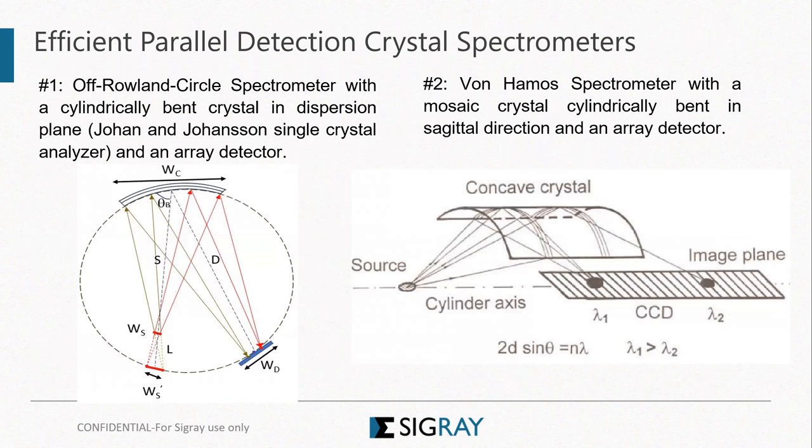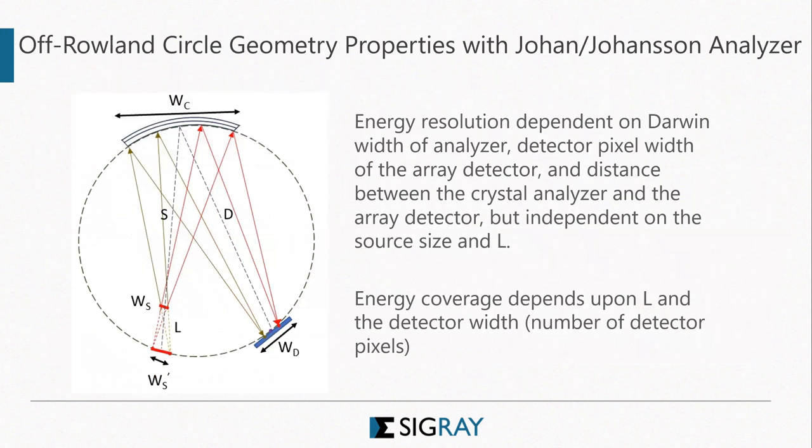In our system, we actually have both. So we will be able to measure the extended EXAFS spectrum with the von Hamos geometry and use the Rowland circle spectrometer to measure near edge. We will combine the two spectra and create a single, very good spectrum for EXAFS. If just for XANES measurement, we will just use the Rowland circle geometry. So that's the detail. The Rowland circle geometry is explained in this viewgraph.